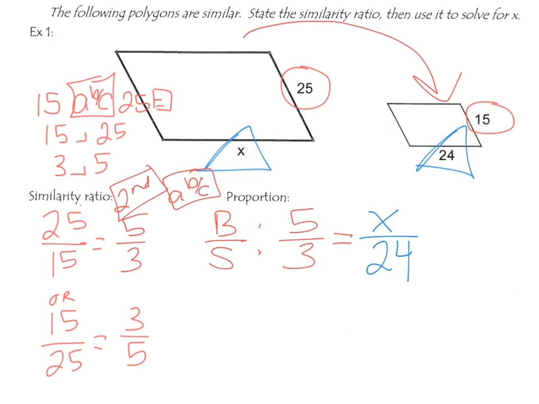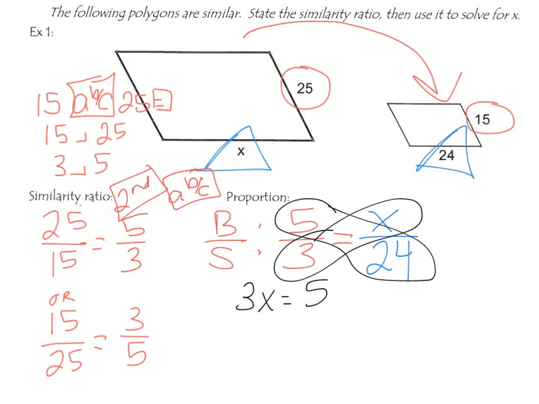What's cool about this is you don't have to use the simplified version. You can use this version if it's easier for you. If it asks you for the similarity ratio, I like using it because smaller numbers tend to be a little bit easier to work with. So here we're just going to do a little cross multiplying. We've got 3x equals 5 times 24.